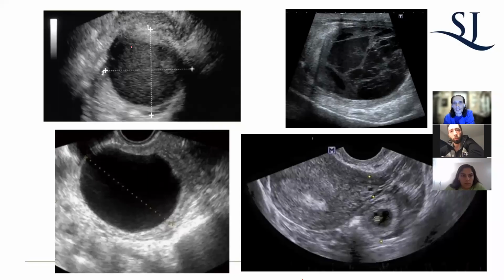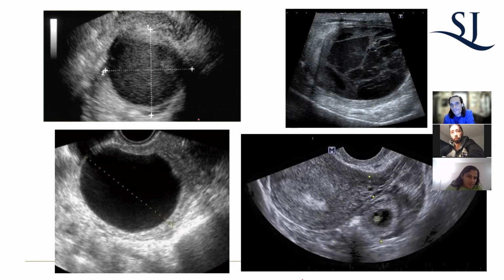Anyway, so what is this? It looks like a fluid-filled area. Mass. These are all ovarian cysts, right? But I mean, well, they're all adnexal masses, I should say. How would you describe this?